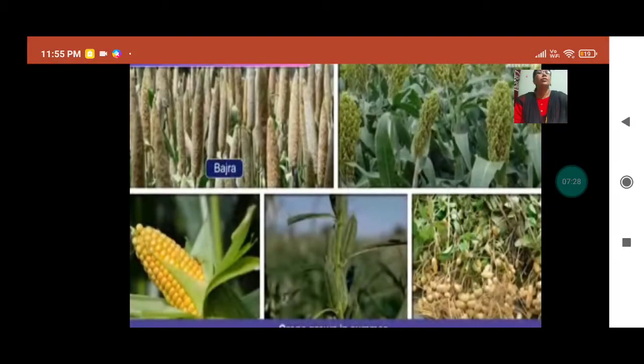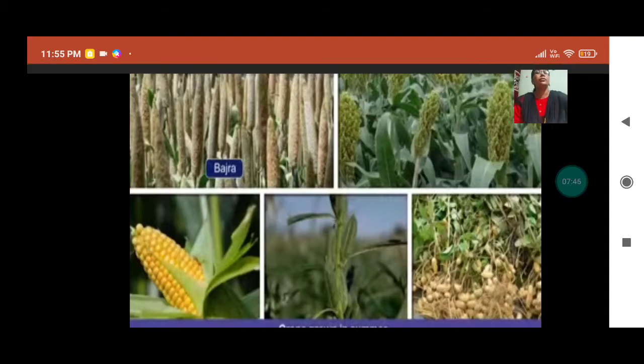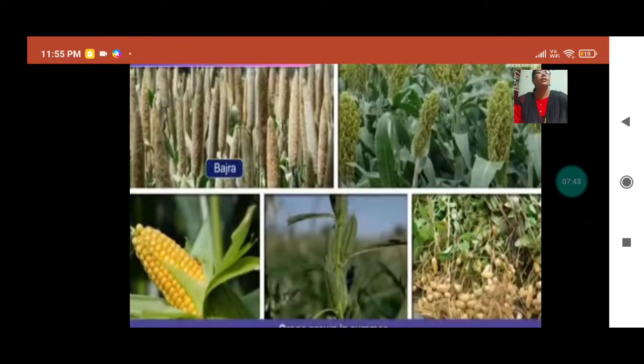So now, children, you can see these types of crops that the people of Rajasthan grow here, isn't it? They grow these types of crops in Rajasthan: the bajra, ragi, wheat, maize. So where water is available, they grow these types of crops in the desert area.